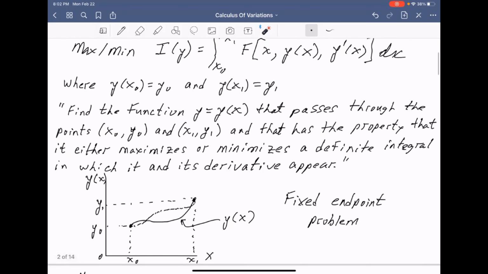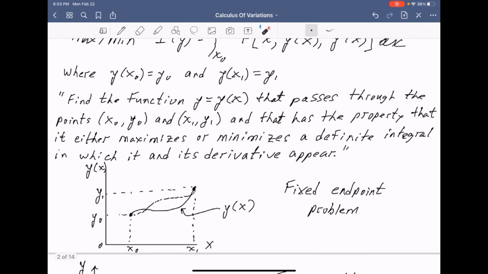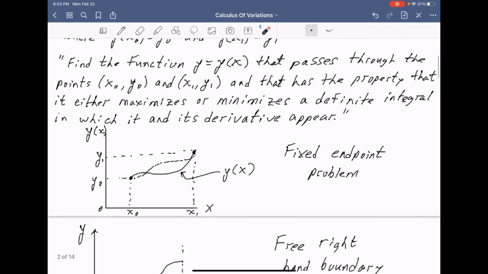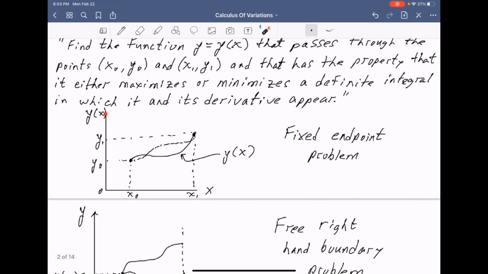So we can describe this in a more palatable form, I guess. We find the function y as a function of x that passes through the points (x0, y0) and (x1, y1), and that has the property that it either maximizes or minimizes a definite integral in which it and its derivatives appear. So we could see that here in this little diagram, which I squeezed in. We have y on the vertical axis and x on the horizontal axis. We have a starting value x0 here and a terminal value x1.